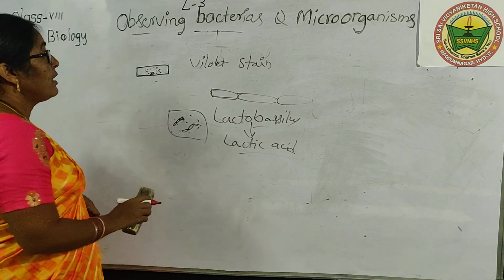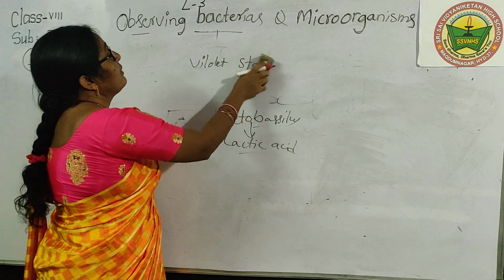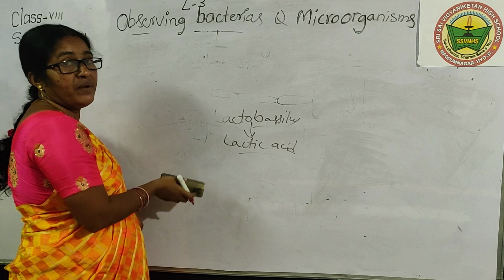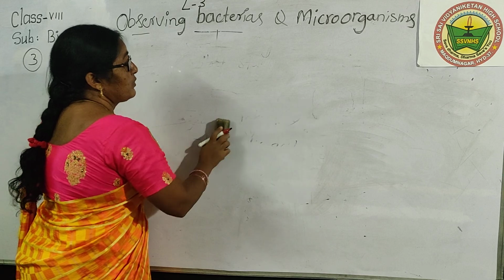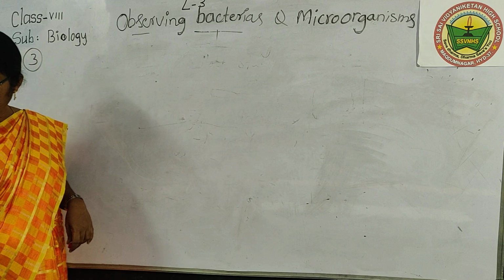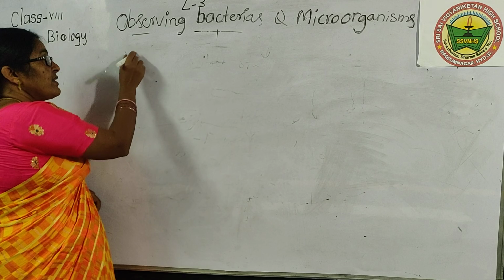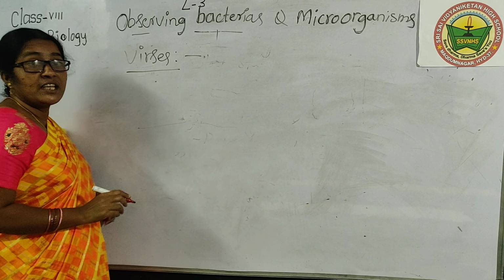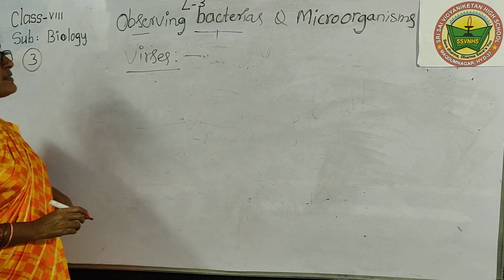And next, another one, viruses. You know viruses mean which type of organisms? Big organisms or small organisms? The smallest organisms. They are observed only in an electron microscope. So there are no useful viruses. All viruses are causing only diseases. They are bad. They are causing bad effects, totally bad effects.